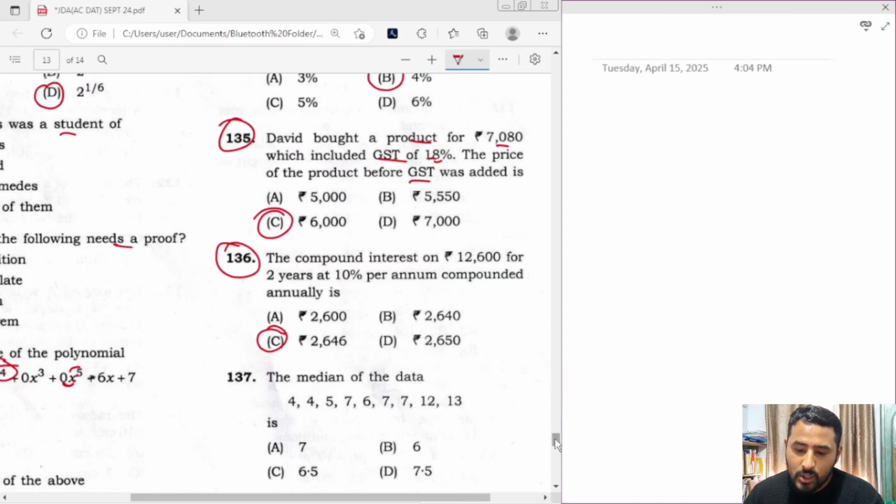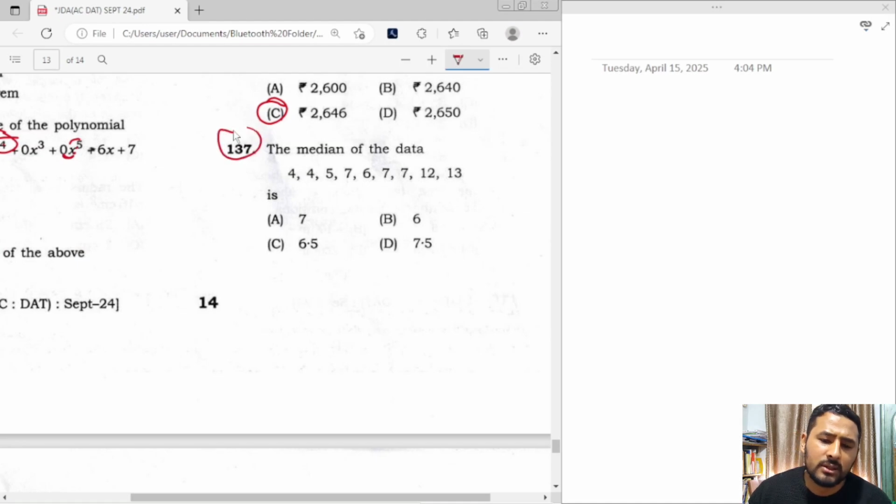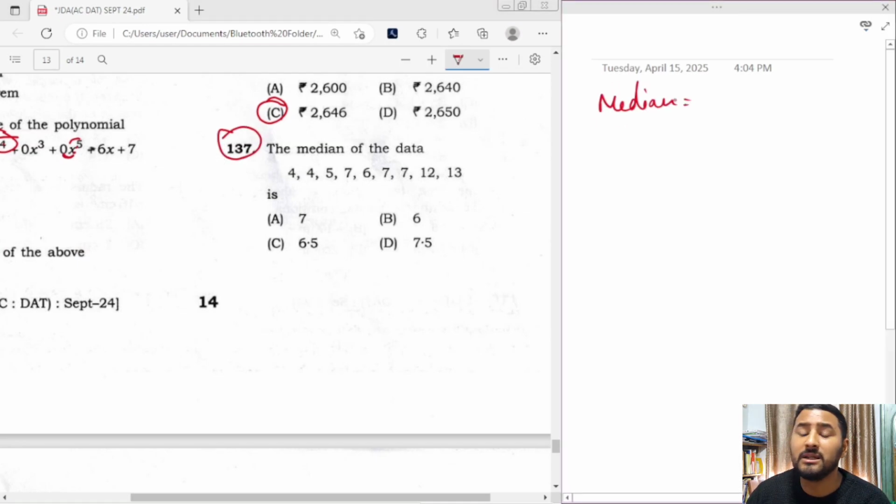Let's go to the next, 137. Okay, almost done. 137, median. So always remember, what is median? Median is the middle term. You should know the two cases. Let me do it like this. Just remember the middle term.